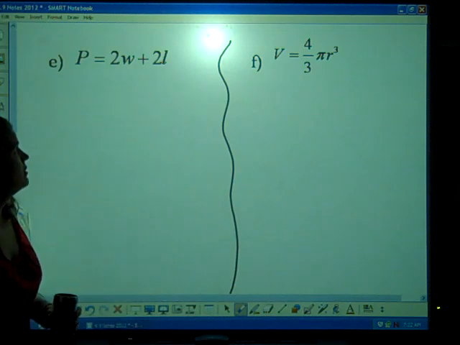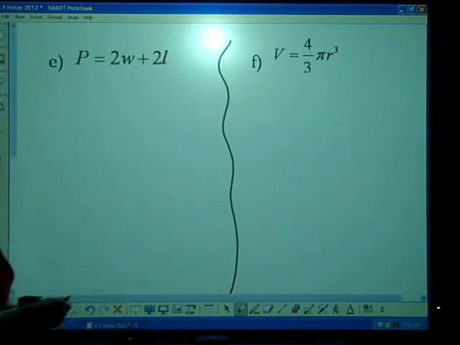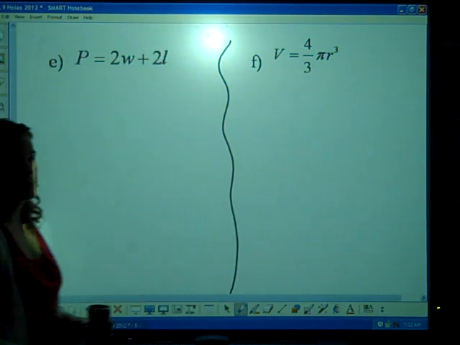All right, letter E, hopefully we recognize that as the perimeter of a rectangle. Perimeter equals 2w plus 2l. So why don't you go and try this one on your own.